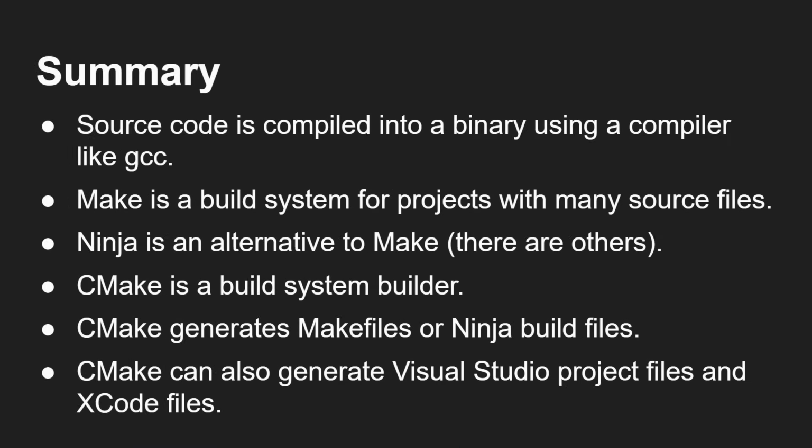So in summary, source code is compiled into a binary using a compiler like GCC. Make is a build system for projects with many source files. Ninja is an alternative to Make, and there are others. CMake is a build system builder. CMake generates makefiles or Ninja build files, as I've shown you. And CMake can also generate Visual Studio project files and Xcode files.